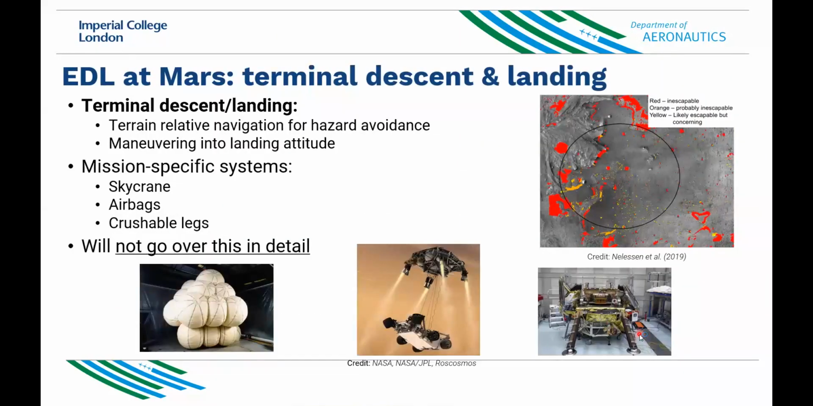Finally, most Mars missions also have a terminal descent phase, which, for instance, in the case of Mars 2020, has a terrain relative navigation algorithm that avoids hazards like large boulders on the surface. This is very mission specific, and I will not go over this in detail in this talk. This was not within the scope of the project.